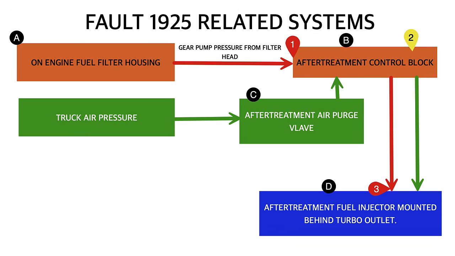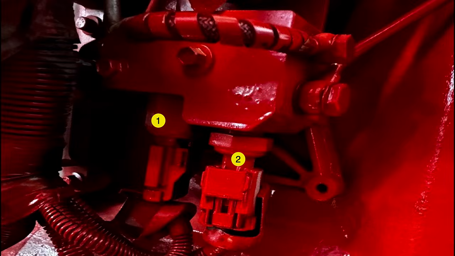Then the system shuts off C, after treatment air purge valve. The pressure drops back to 0. It shuts number 3 off. You go down the road, the world is good. If any pressure is read on that fuel pressure sensor when there shouldn't be pressure, you will log fault code 1925. This is the after treatment fuel control block, and number 1 is the after treatment fuel pressure on-off switch.